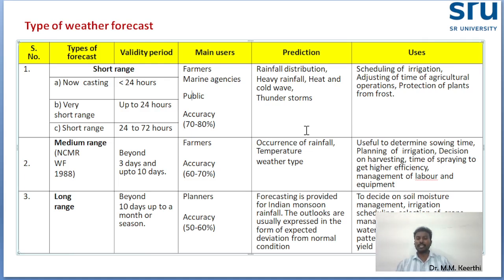Short range means the duration of the validity or expiry date is very less, a few days or hours. Medium means the duration is in a medium range. Long range means it will be a month or a season. So one by one we'll see.